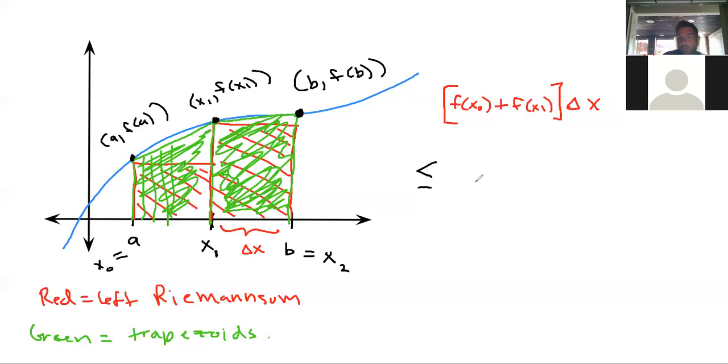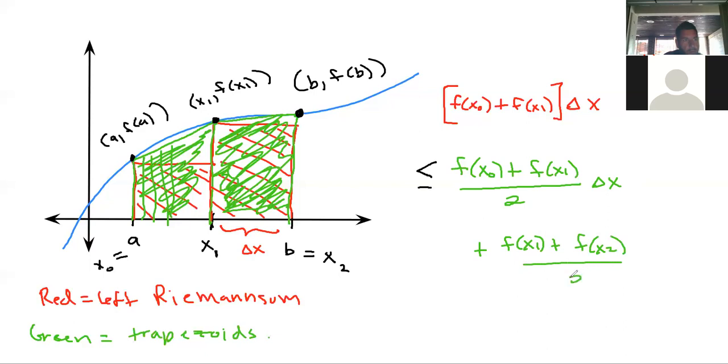So the first trapezoid has height f of a. So the way we write this is we'll write this as f evaluated at x sub 0 plus f evaluated at x sub 1 all over 2 delta x. That's the first trapezoid. And then the second trapezoid has this as its area. So this is the area of the trapezoids.